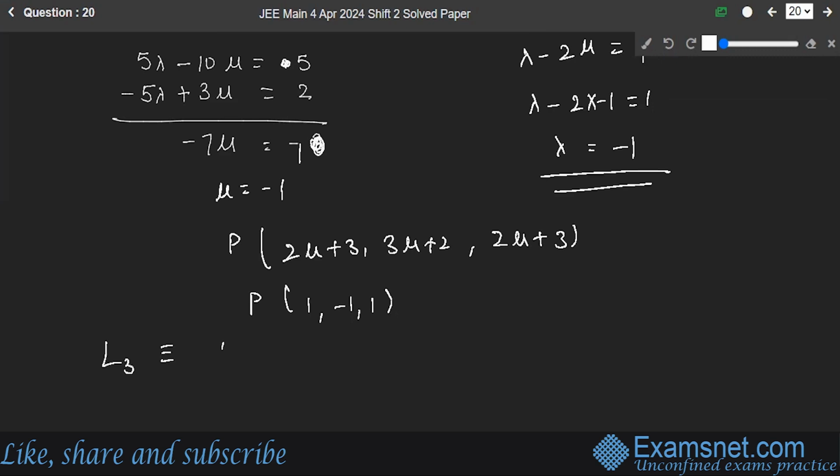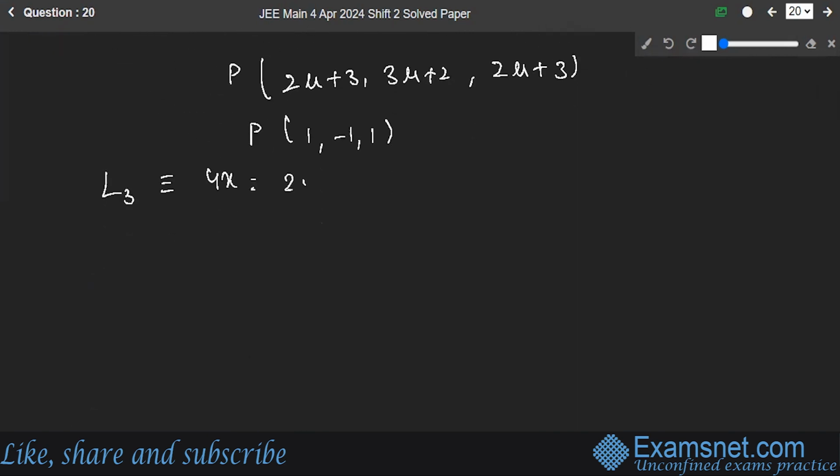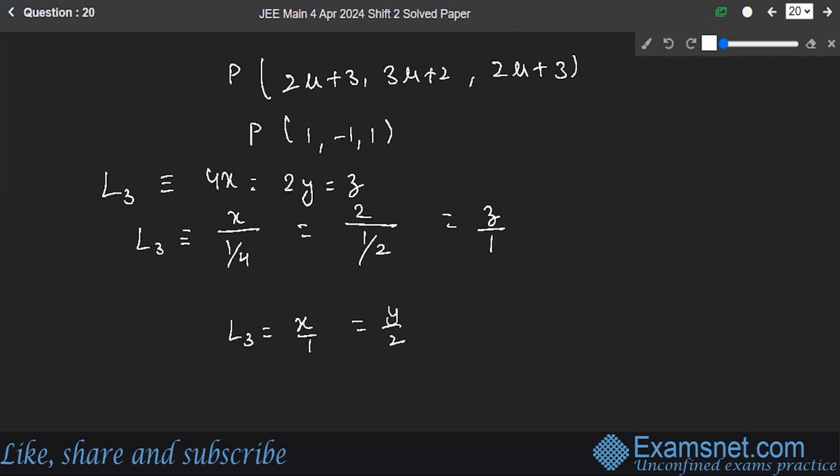Now your third line was equivalent to, it said 4x is equal to y is equal to z. So you have x upon 1 by 4, y upon 1 by 2, z upon 1. So let's say this is your third line. L3 is equal to x upon 1, y upon 2. So here was supposed to be 1. y upon 2 is equal to z upon 4. Let's say that's equal to some k.